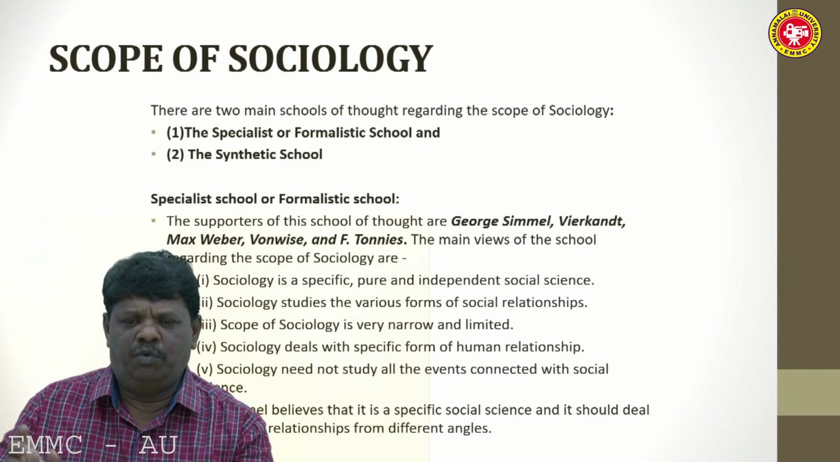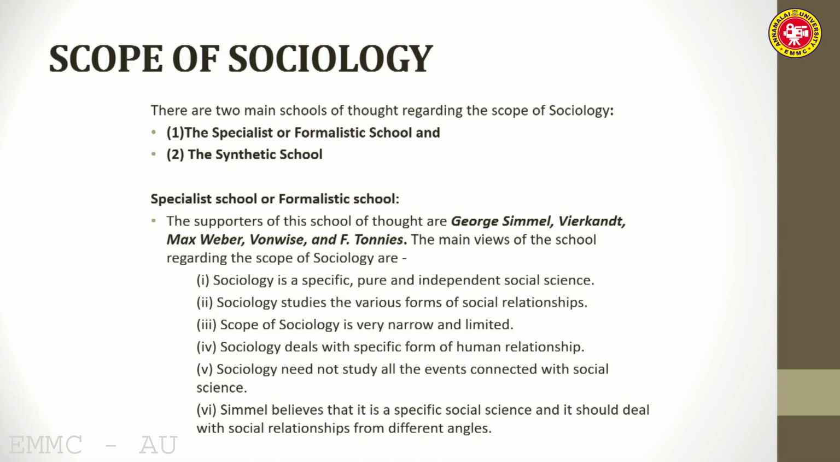Then a little move to the scope of sociology. The scope of sociology may be classified into different schools. One is the specialist school or formalistic school. The second one is the synthetic school. First we see the specialist school. What is the specialist school? The school is supported by Georg Simmel, Max Weber and Ferdinand Tonnies.